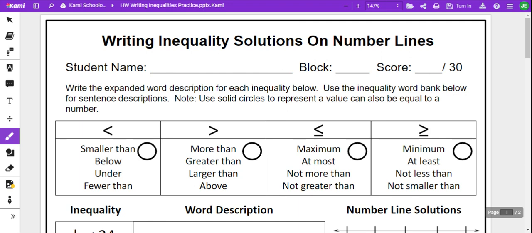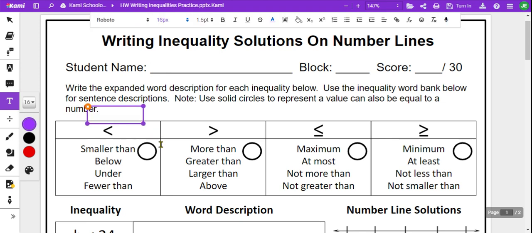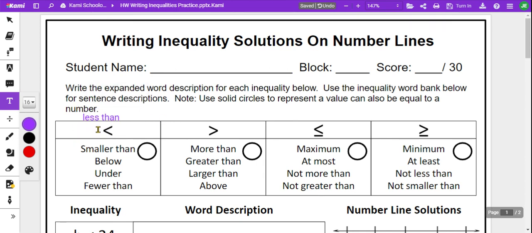Hey, this is Mr. Elmhorst with a sixth grade math lesson for writing inequality solutions on a number line. So the first part we're going to go through is identify the symbols from fifth grade. The first symbol is going to be less than. The less than symbol is read from left to right. The left side has a pointy side or a small side. That is the less than side.